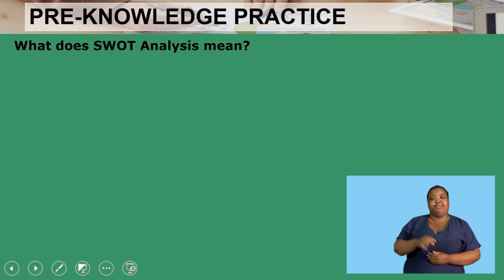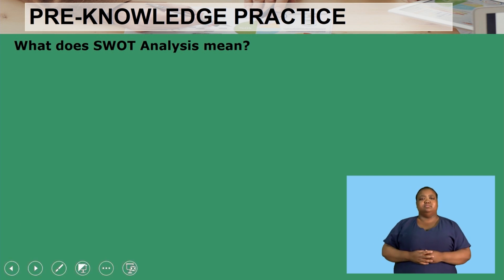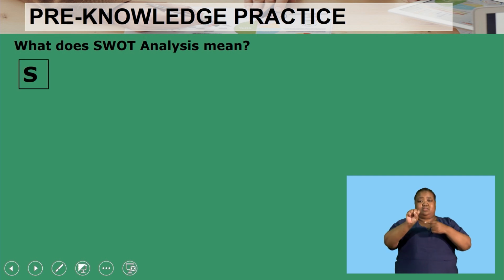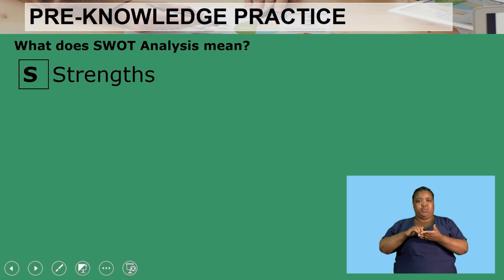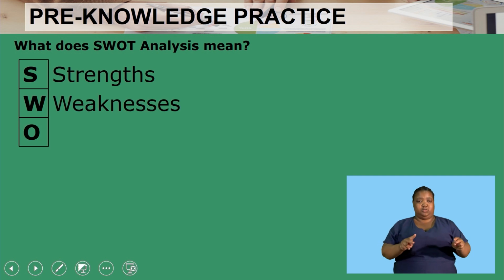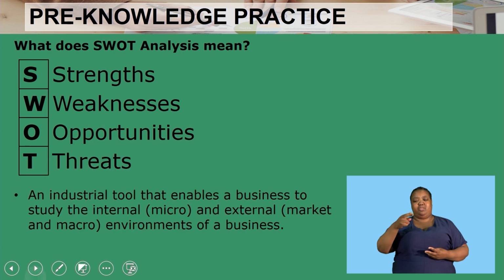So what does SWOT analysis mean? Now this is a practice to see if you are listening and if you understand. Right, a SWOT analysis is an acronym. S stands for strengths, W for weaknesses, right? And then we've got O, which is opportunities, and T is for threats, yes, right?